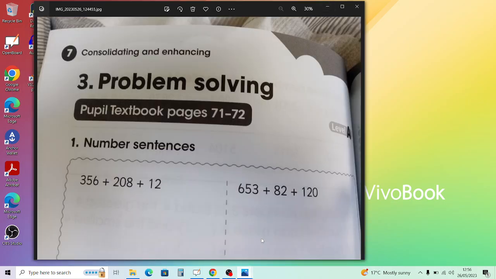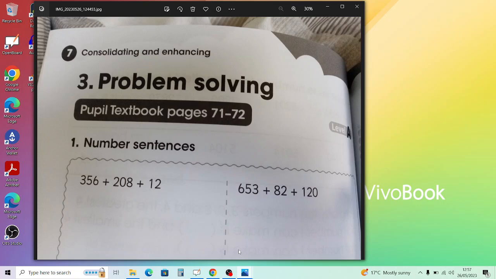Number 3, problem solving. So working out these answers, 356, 208, 12. So we can add these two together first, and then we can add that afterwards. So different ways of doing it. So we can do 208 plus 12, which is going to be 220, and then 220 plus 356. So the different ways of doing it, but just remember when you're doing addition, if you're doing like 7 plus 6, make sure you're doing 7 plus 3 plus 3. So don't lose that jumping to the tens to do it.